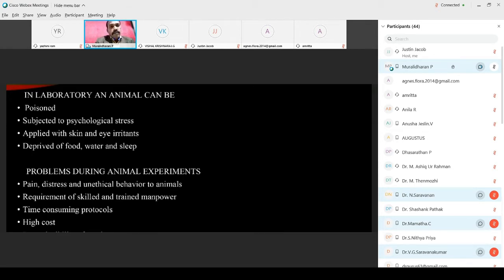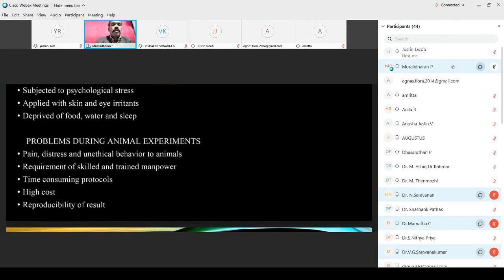But on the experimental side, we have problems when you do experiments on animals. That is, pain, distress, and unethical behavior to the animals is there. And then the requirement of skilled as well as trained manpower is necessary while we do the animal experiments. And the protocols might be time consuming and may cost very high, and then there is reproducibility of the result.